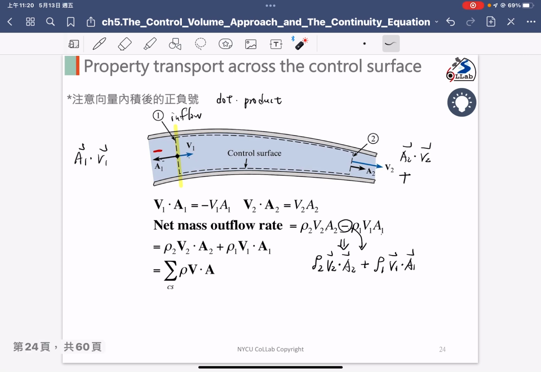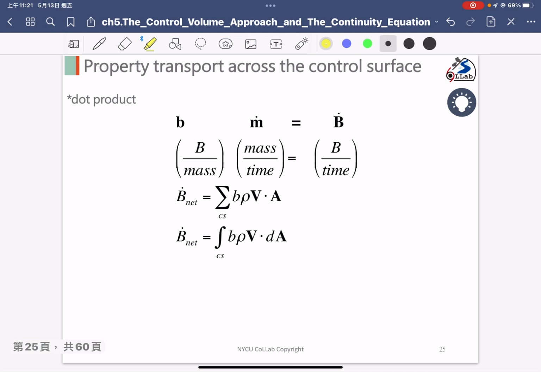Okay, and actually you may have many control surfaces. So you should sum over all of the control surfaces for the mass flow rate. You need to sum all the mass flow rates under the different control surfaces. Okay, so this is what we say.